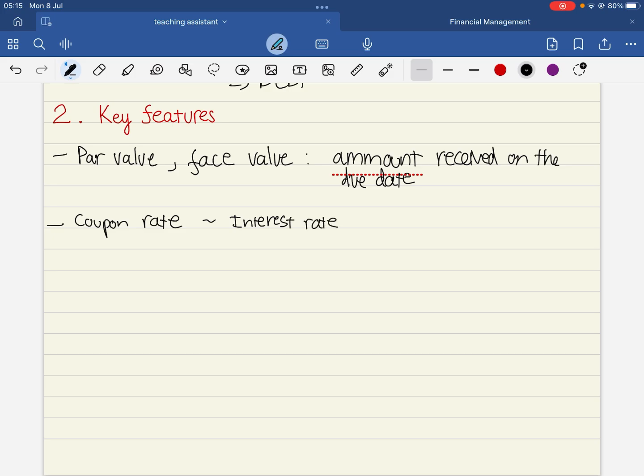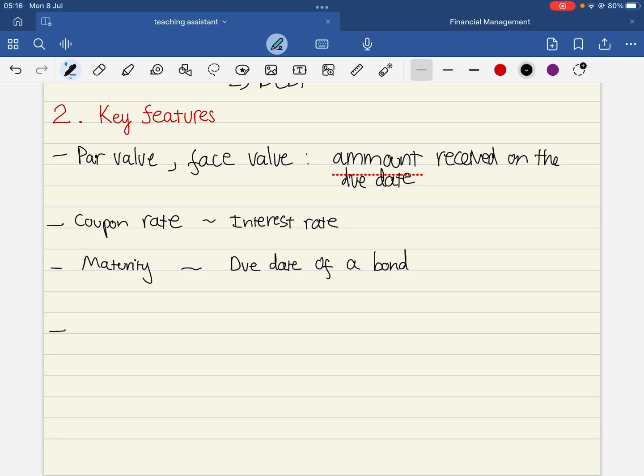The third element is the maturity. The maturity means the due date of a bond. There could be a 1 year bond, 3 year bond, 10 years, or even 30 years.